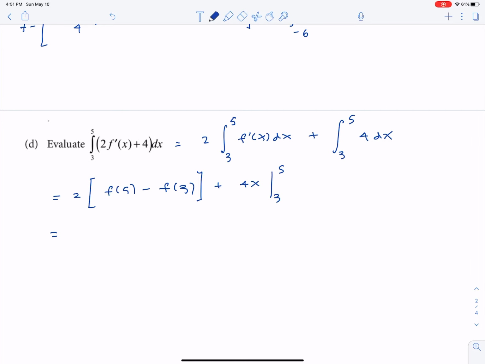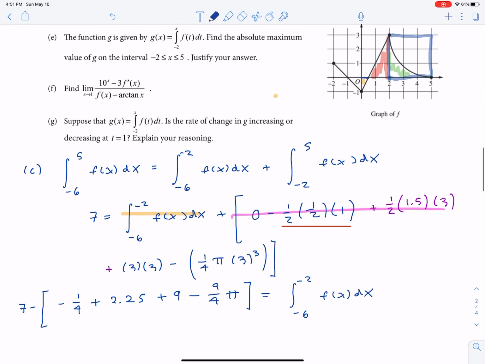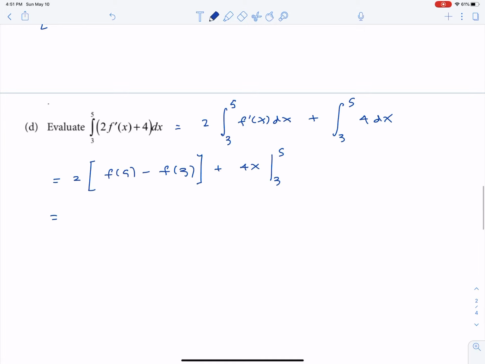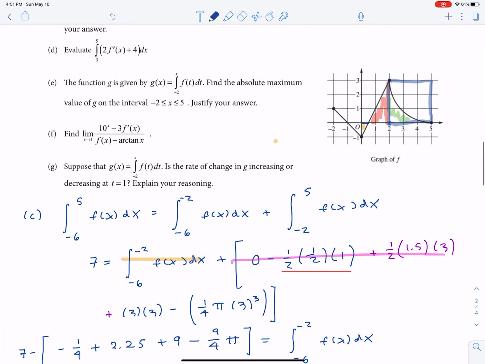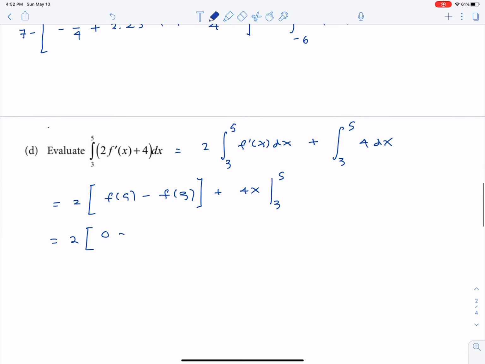Let's keep on going. So f of 5, sorry, what was it? f of 5, yep. f of 5 is 0. This is 2 times 0 minus f of 3. That's that awkward one that they gave us. f of 3 is 3 minus root 5. So this is 3 minus root 5. Okay, so that takes care of the first part, plus 4 times 5 minus 4 times 3. Okay, letter D is done.